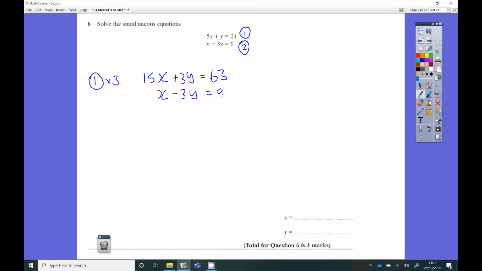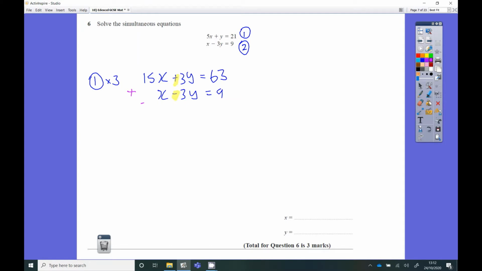Now, I've lined up the y's, but the signs are different. We've got a plus 3y here and a minus 3y here. So in order to eliminate the y's, I have to make the decision to add the two equations together on this occasion. Had the signs been the same, I would have subtracted.